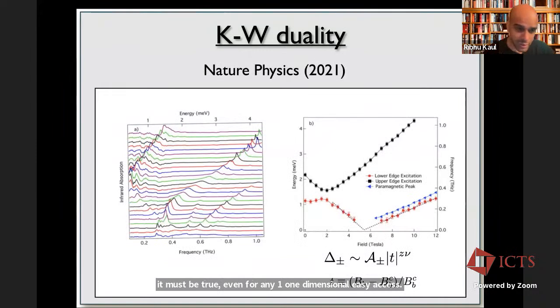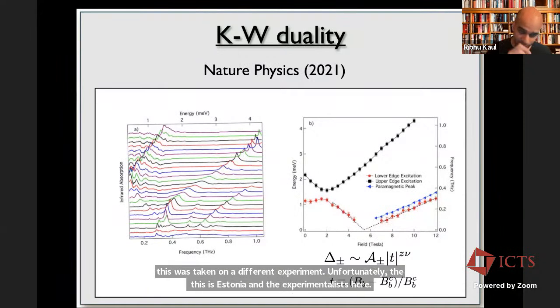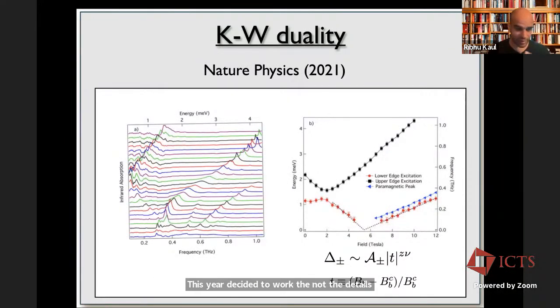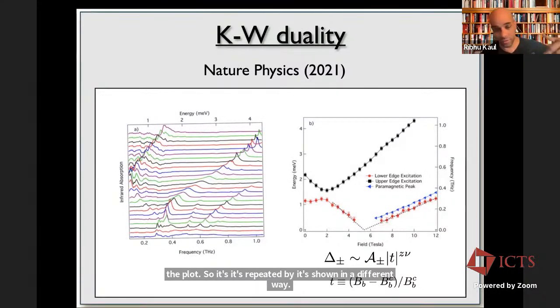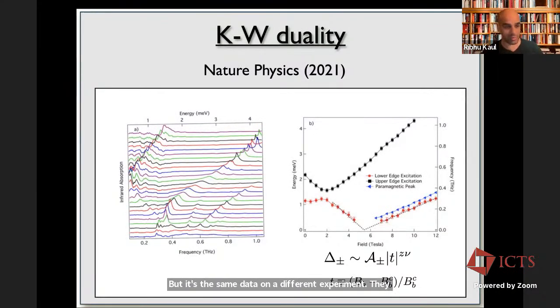So here's experimental data again, where we try to interpret the experiment in this way. This was taken on a different experiment. Unfortunately, this is in Estonia, and the experimentalists here decided to plot the data slightly differently, and I couldn't convince either Peter or anybody else to flip the plot. So it's rotated, it's shown in a different way, but it's the same data on a different experiment that can go to larger transverse field, but has lower resolution. Okay, there are some experimental details I don't want to go into.